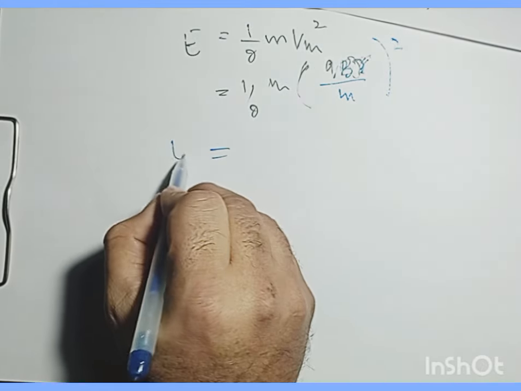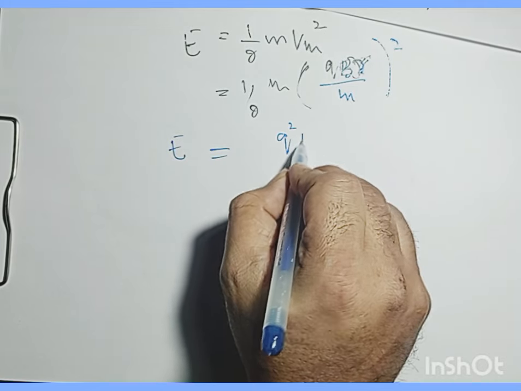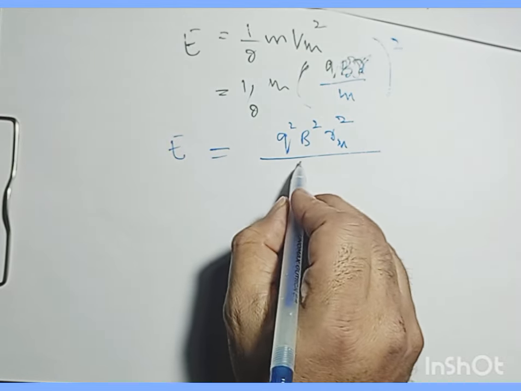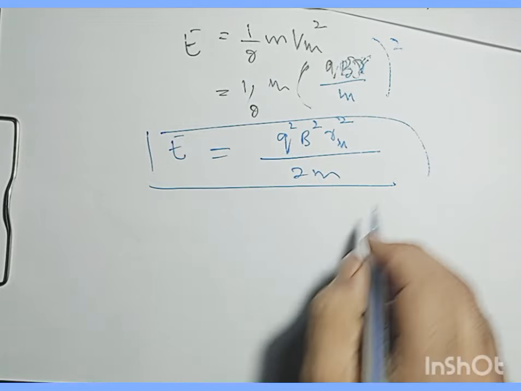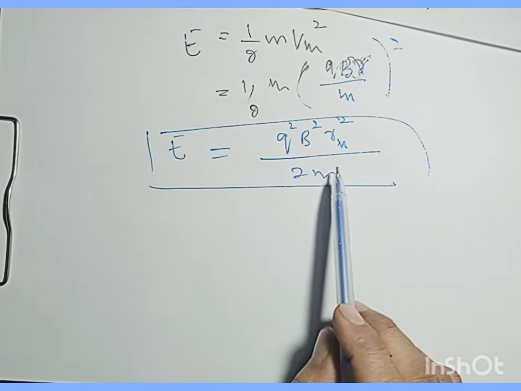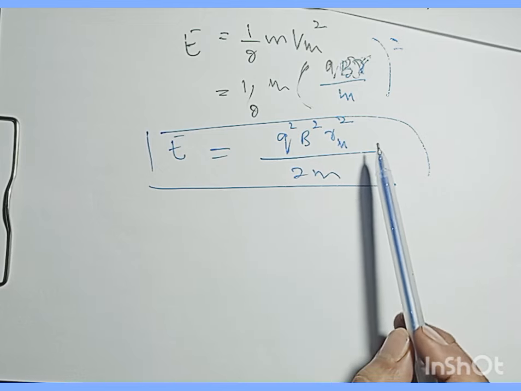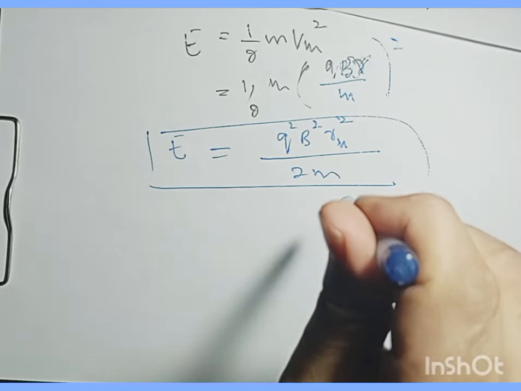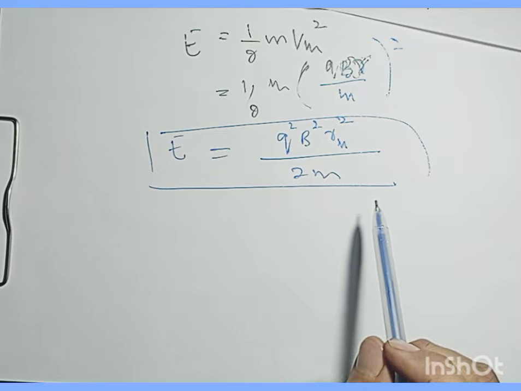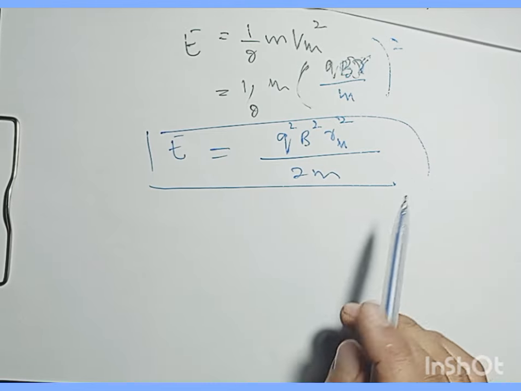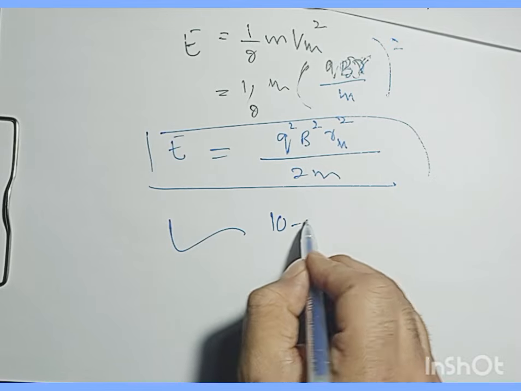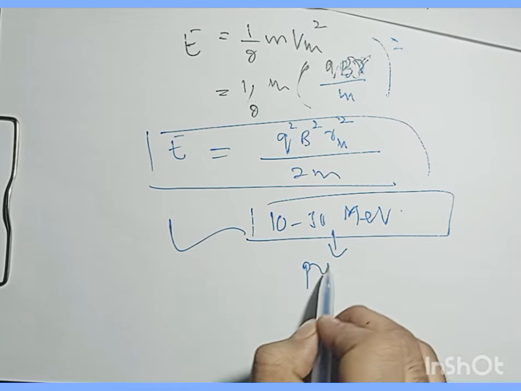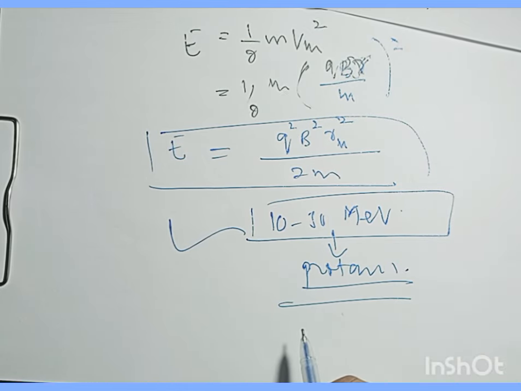So what will be the final equation for the energy for the non-relativistic case? That will be Q square B square R, the maximum radius, R m square, by 2m. So the maximum energy attained by the ions is limited by the radius of the D. It all depends on the radius of the D and the magnetic field applied perpendicular to this D. Such a cyclotron had been used to impart kinetic energies of the order of 10 to 50 mega electron volts in the case of protons. So this was the basic working principle of a cyclotron.